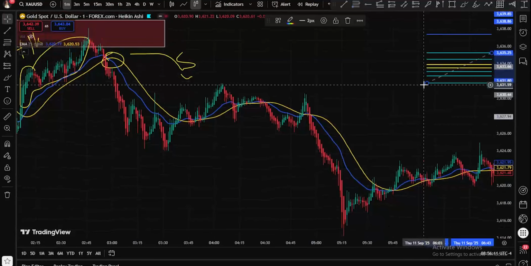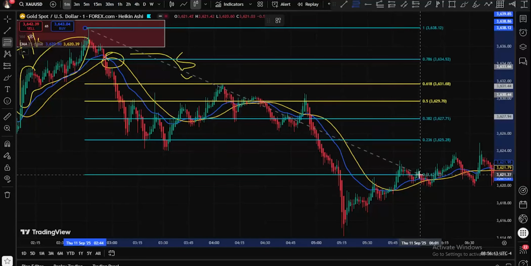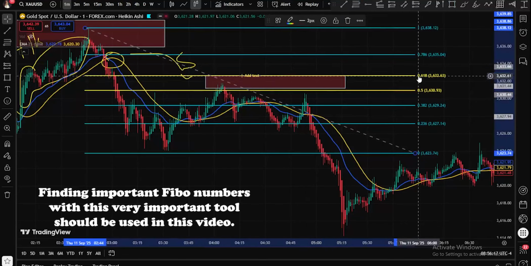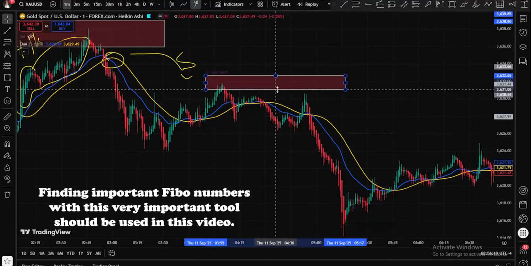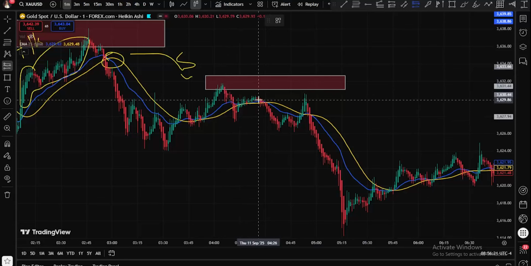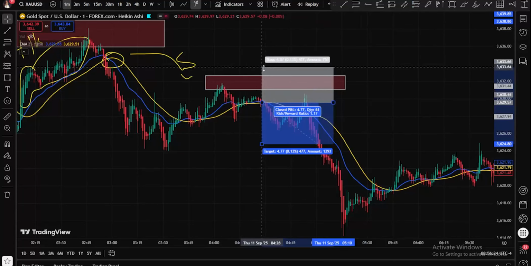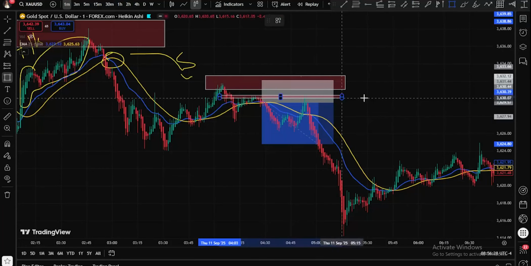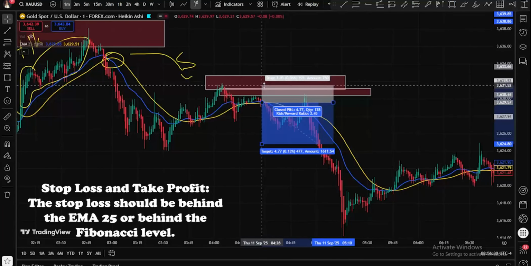3. Finding an entry point with Fibonacci. Fibonacci retracement plays the role of an accurate entry point. The 38.2%, 50%, and 61.8% levels are key points. Entering after the price hits these levels increases the probability of success.